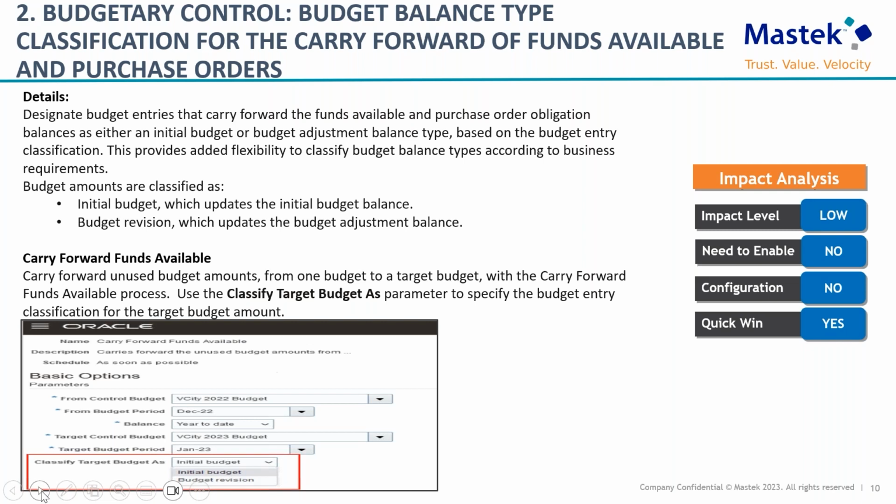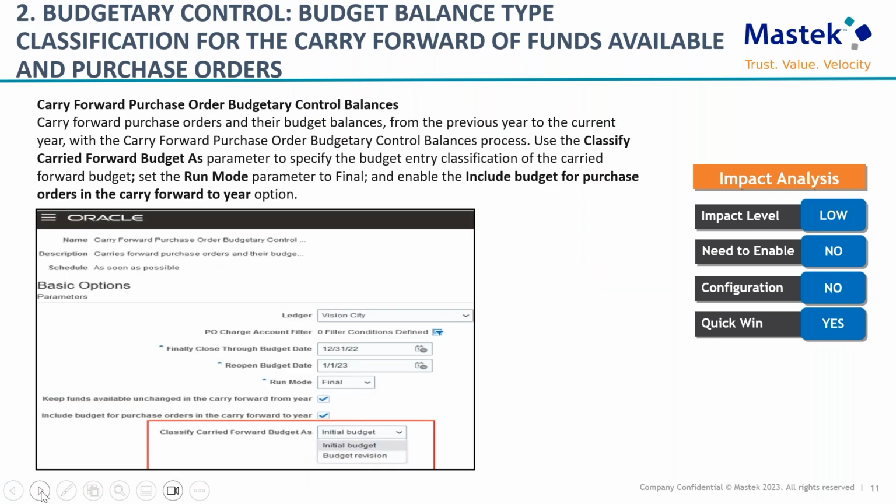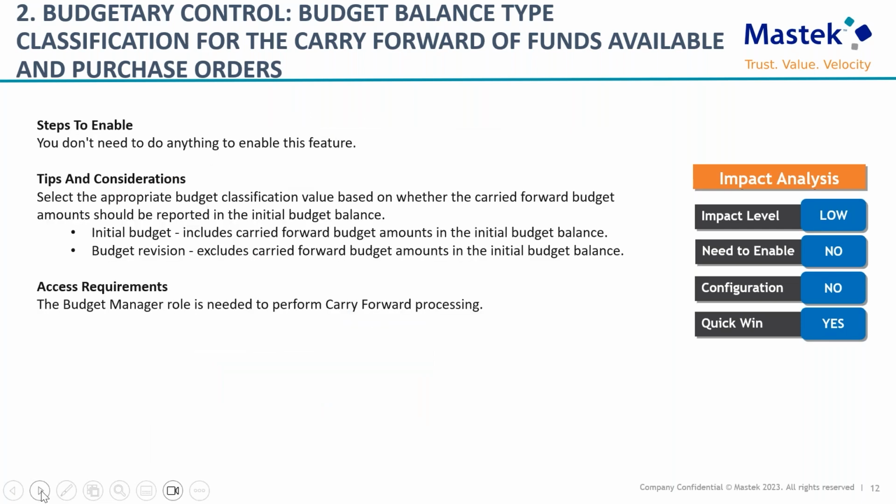For carry forward of funds available, we will run the process and select target as initial if we need to update the initial budget balances, or budget revision, which updates the budget adjustment balances. Similarly, for carry forward of purchase order budget balances, we will need to run the process and similarly classify the target as an initial budget or the budget revision, as shown in the screenshot below. And to access this feature, we will need to have the budget manager role.